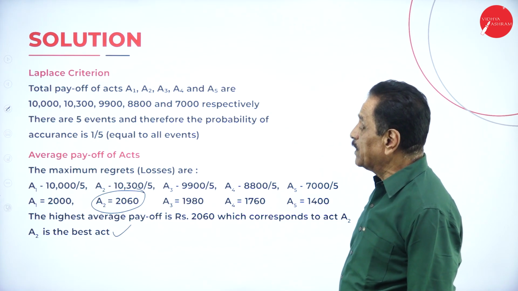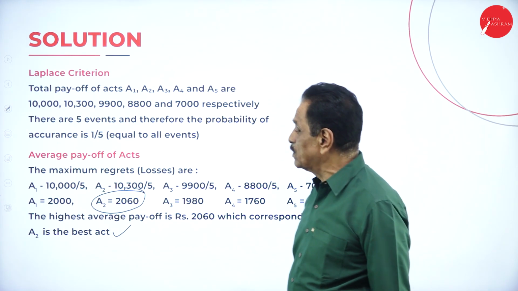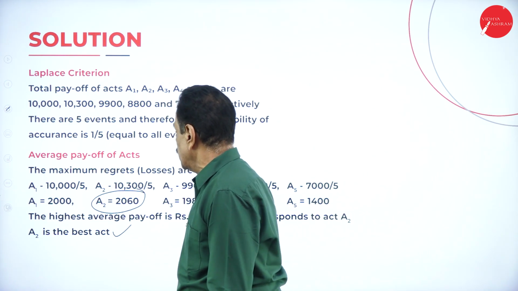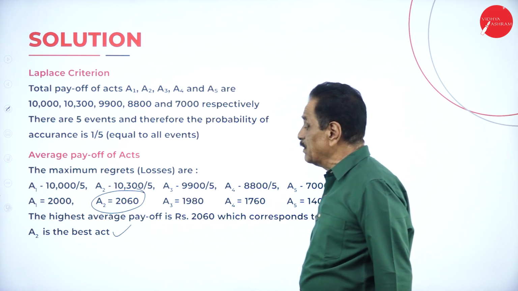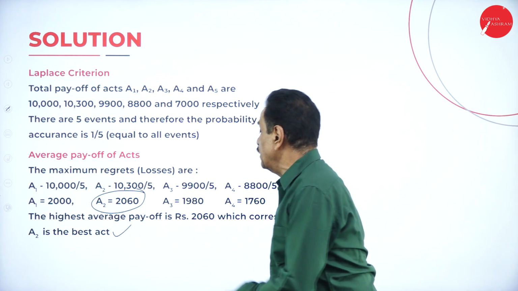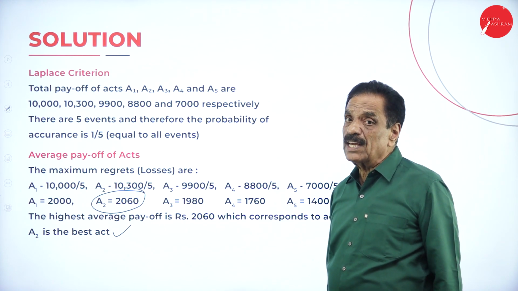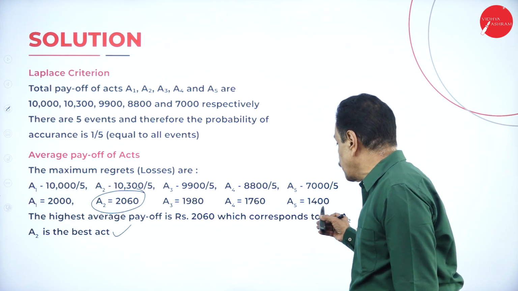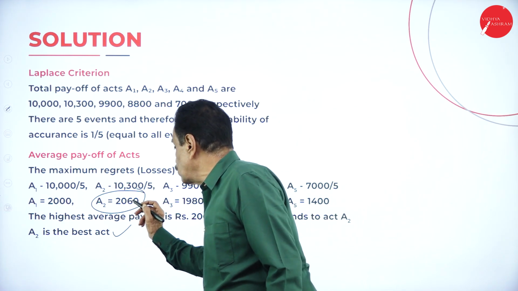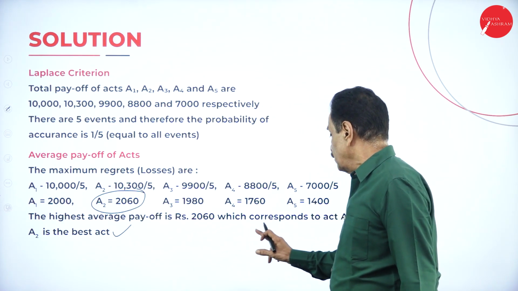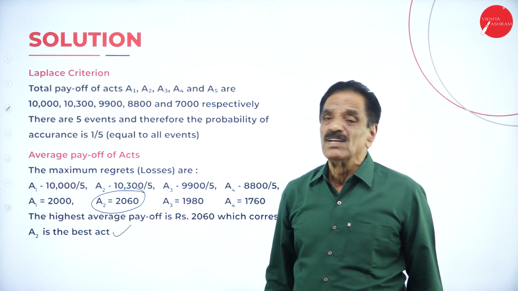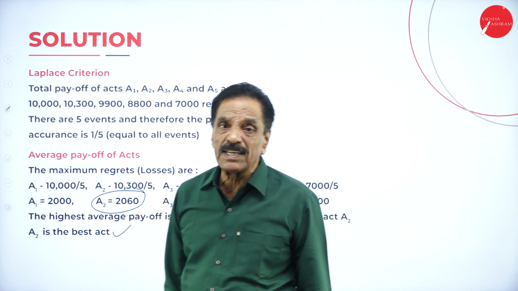So from the payoff table, we got 10,000 divided by 5 is 2,000. A2, 10,300 divided by 5 is 2,060. 9,900 divided by 5 is 1,980. Then 1,760. Among them, select the highest one, which is 2,060, corresponding to A2. A2 is the best act. So this is a major question we have answered.